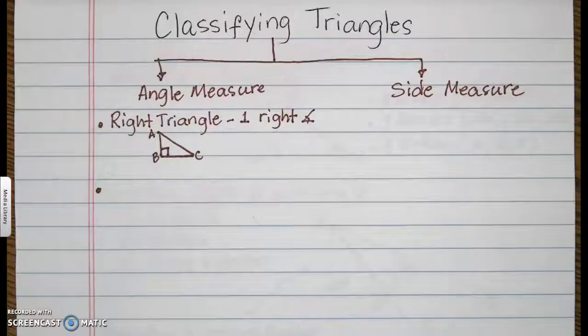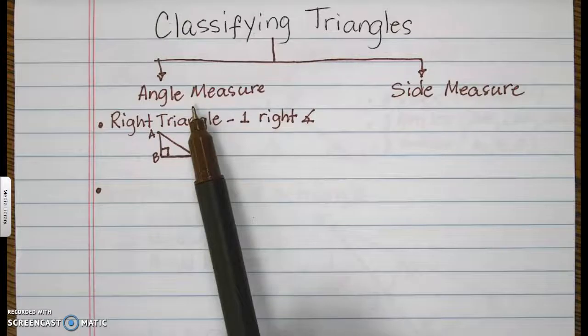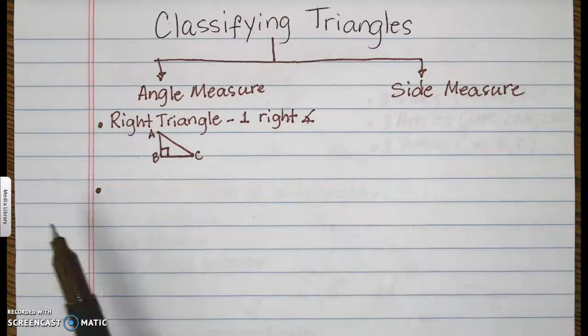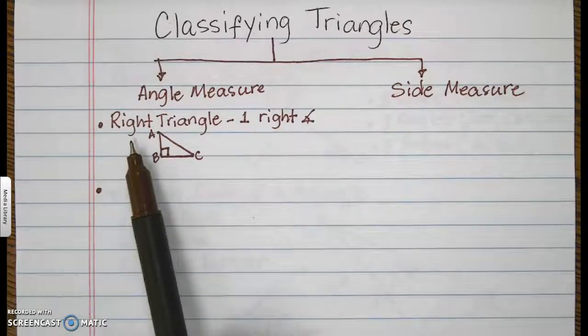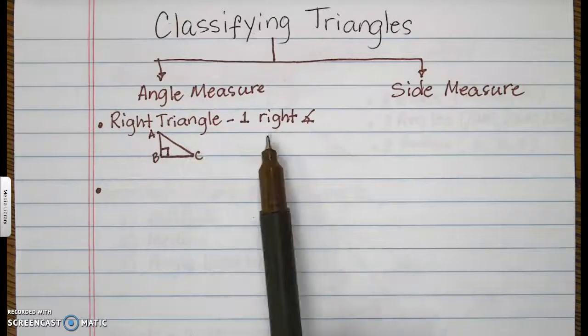Okay, so today we're going to discuss classifying triangles. There are two classifications. One is by the angle measurement and one is by the side measurement. The first one under angle measurement that I want to discuss with you is a right triangle. A right triangle is a triangle with one right angle.